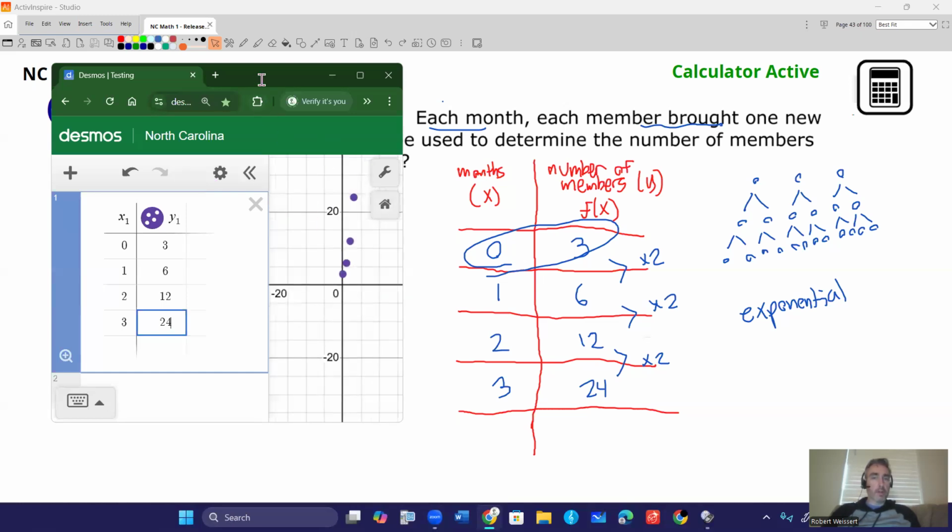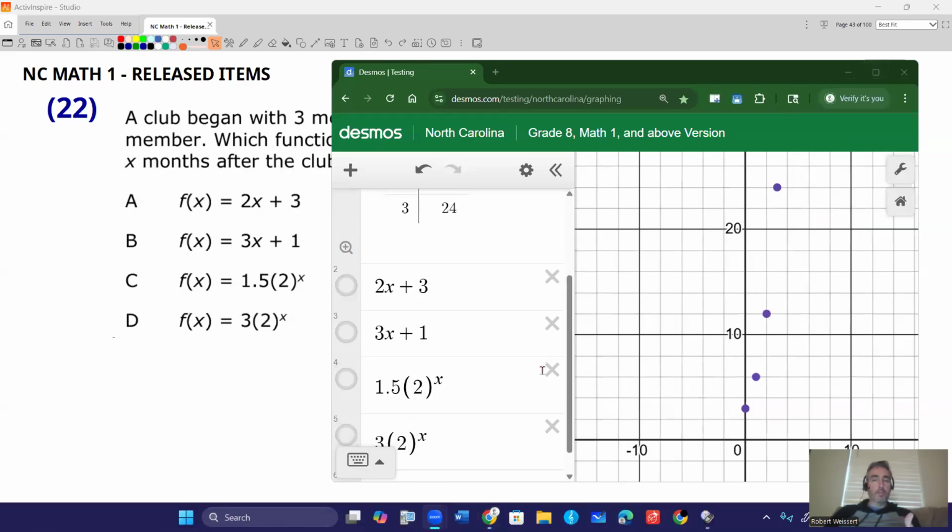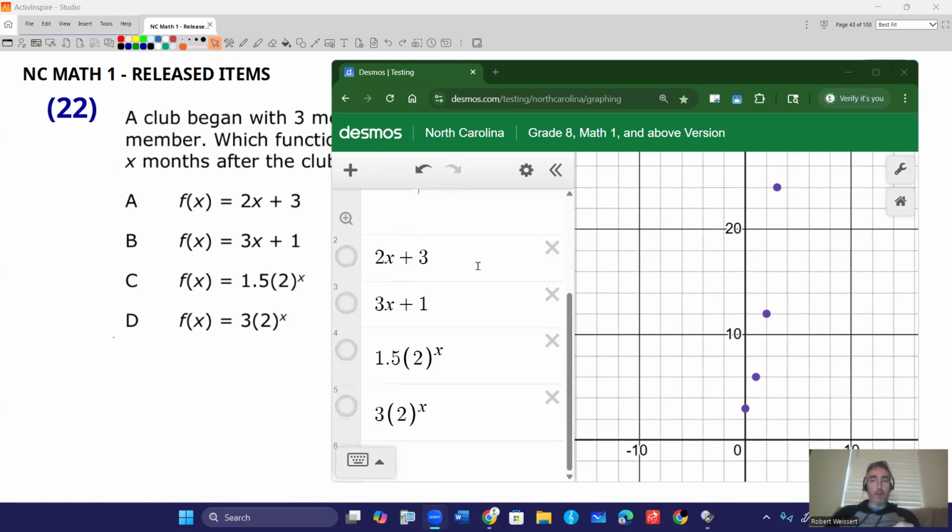And then if you needed to, you could go through your answer choices and figure out which one of these is going to give you the function that goes through those points. If you know how to get the X and Y values and you know how to key in data in a table, you can go through and say, let's look at 2x plus 3. That doesn't hit those points, so we'll hide that one. 3x plus 1, same deal. This does have the appropriate curve to it. It's got that exponential growth model, but it's not going through those points. So we can see it's going to be this one right here, 3 times 2 to the x power.